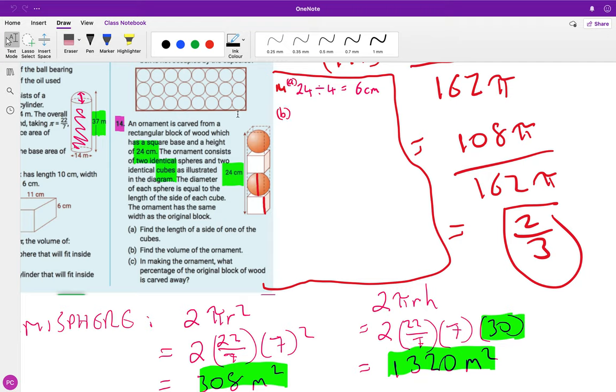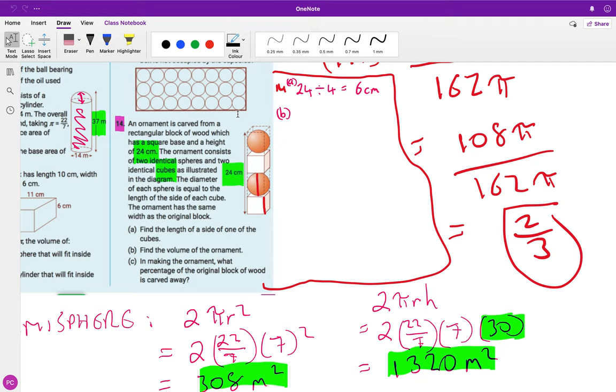Part B, find the volume of the ornament. Not the volume of the uncut block, but the volume of the actual ornament. Now we have spheres and cubes here. So we know that to find the volume of a sphere, it's 4/3 pi r cubed. So we do them both at the same time. As opposed to having 4/3 pi r cubed, there's another way we go for a hemisphere. We can half that to 2/3 pi r cubed.